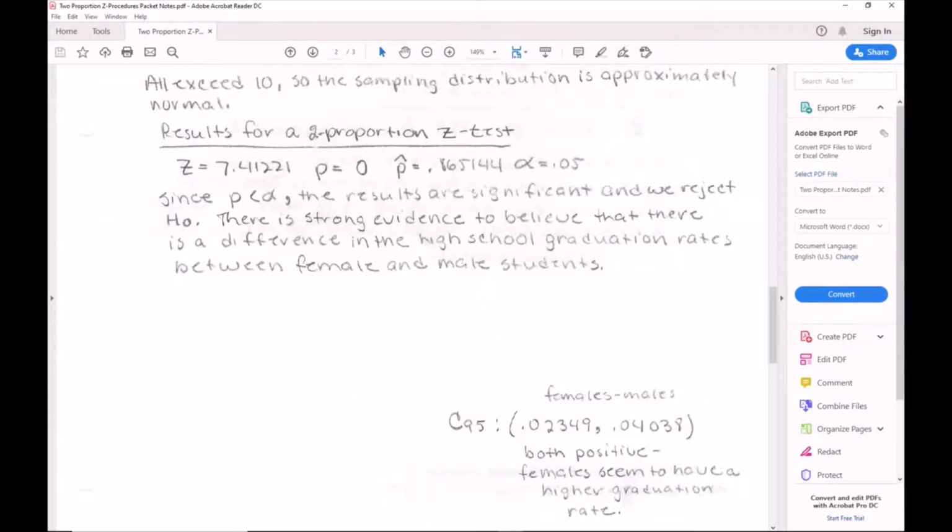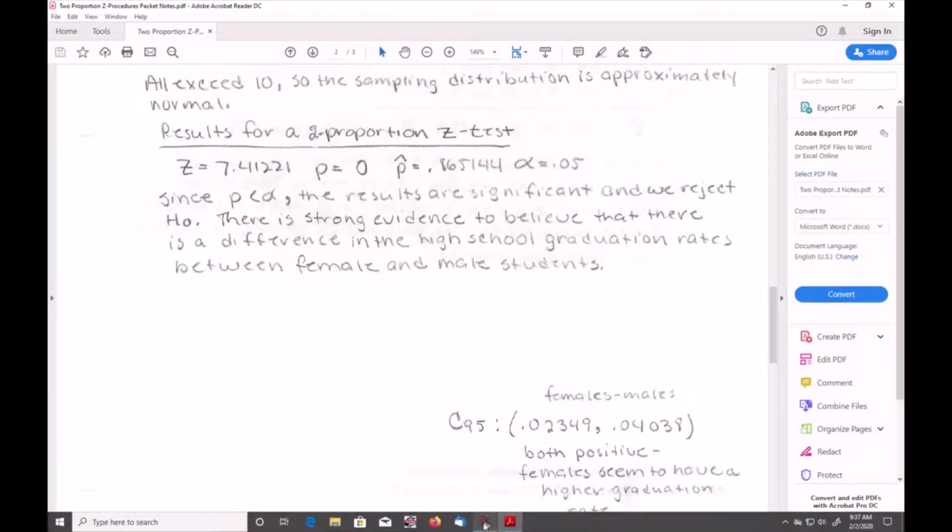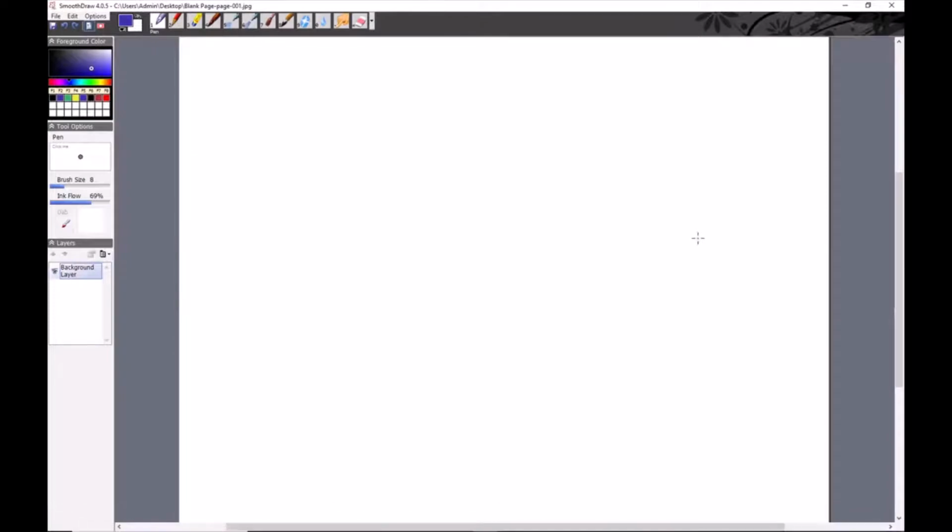Okay, so what I want to do now is show you that you should be able to do a confidence interval in place of a test of significance for something that is one-sided, but you have to kind of watch out. There'll be a little bit of a difference.